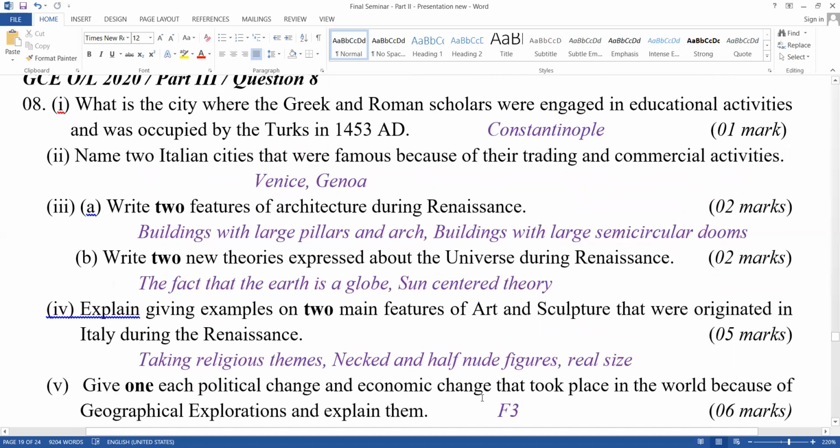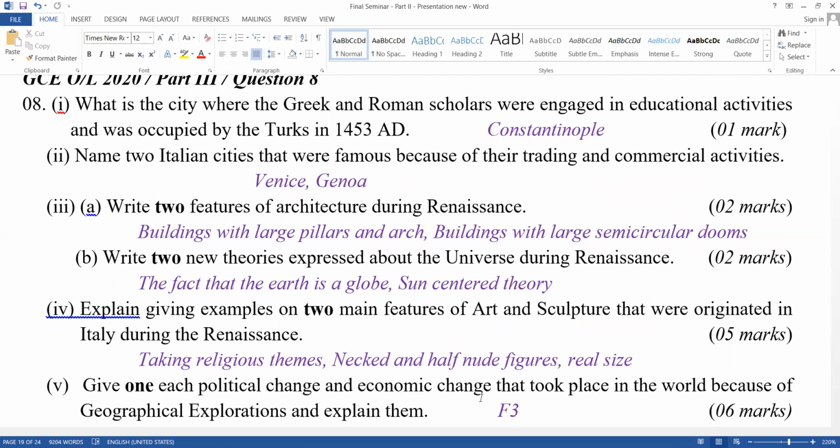So we are not moving to 2021 because I told you, I'm not discussing the 2021 questions. It's not so important to discuss because the same questions will not be repeated. Very rarely that may happen. Then we'll move on to the ninth question.